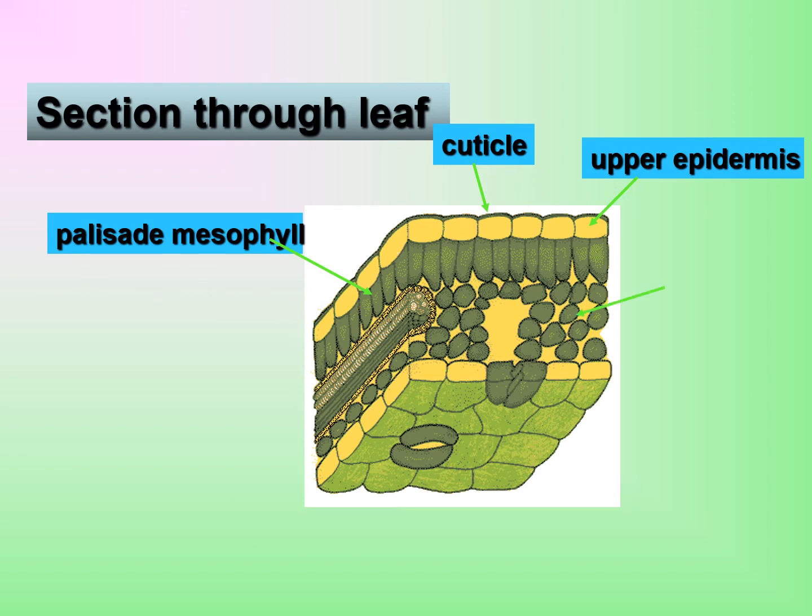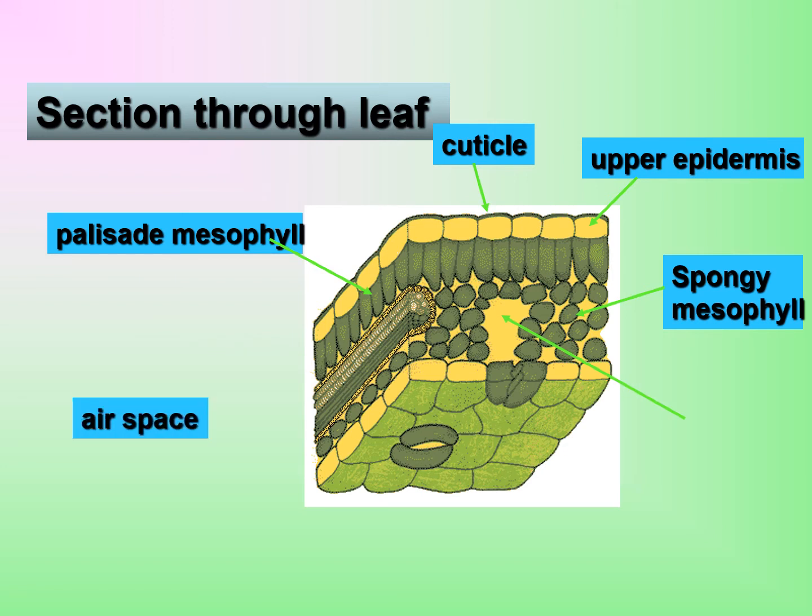Below that, we have the spongy mesophyll. Again, these cells are full of chloroplasts, so they can also carry out photosynthesis. Now, amongst the spongy mesophyll, we have air spaces because they're irregular in shape, and that creates air spaces. That's important because I want gases to come in and out of the leaf, and they have to have the space to move, to diffuse.